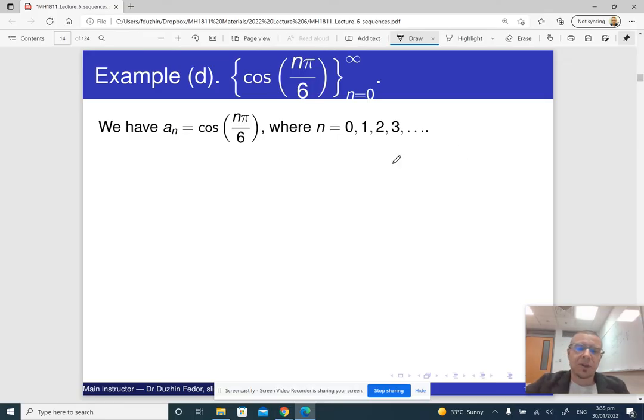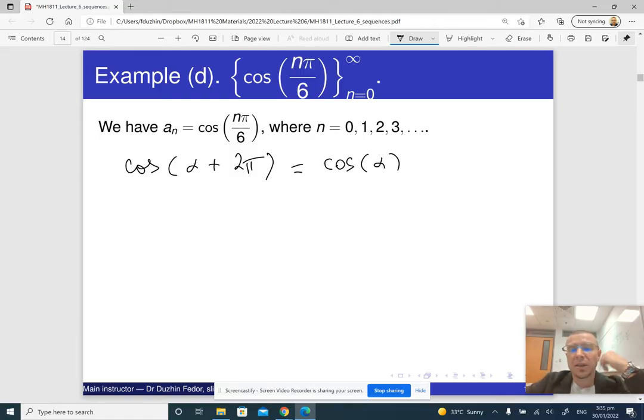Here we have a sequence whose definition involves cosine. Before I plot it, let me explain a little bit about what happens here. The thing about cosine is that it is a periodic function. If you take cosine of some angle alpha and add 2 pi, where 2 pi radians is 360 degrees, this is the same as cosine of alpha itself. So if you change the input of cosine by 2 pi, you get the same value.